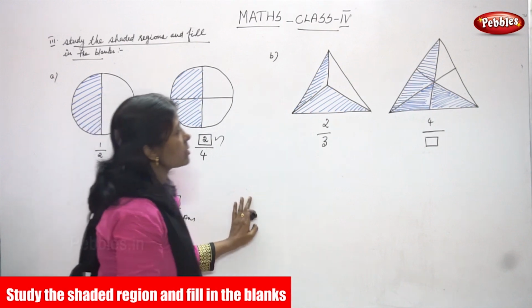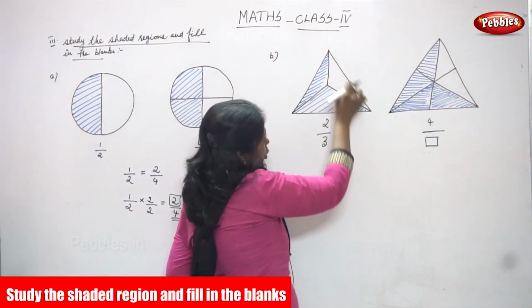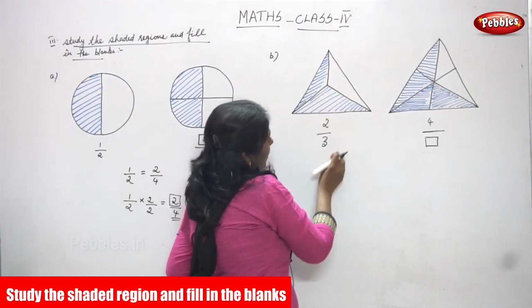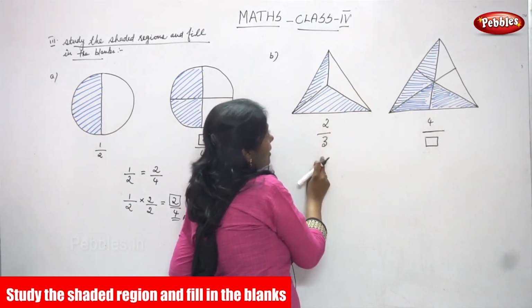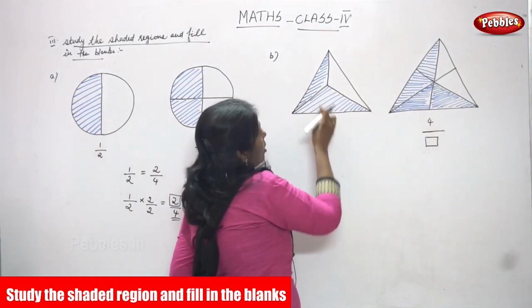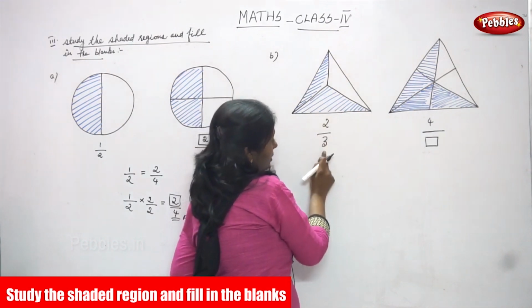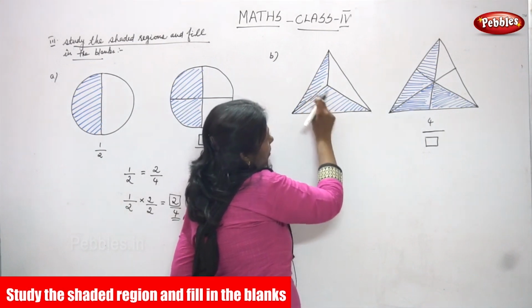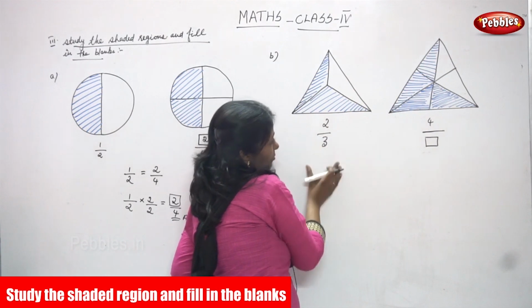The next sum is a triangle. It is a whole thing. It is a triangle, so I cut it into 3 equal parts. Then I shaded only 2 portions, that is 2 by 3. See, look at these parts: 1, 2, 3. Those are the equal parts. Then I shaded only how many parts? 2 parts. So 2 by 3. That is the fraction I have written here.